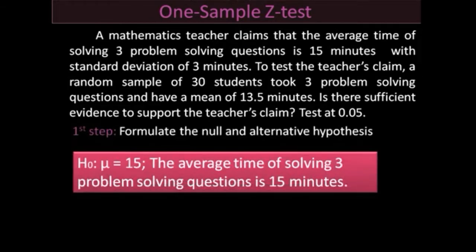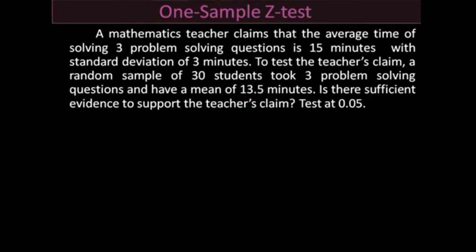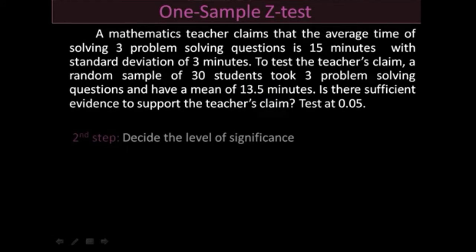We have here our null hypothesis, which is mu is equal to 15, or the average time of solving 3 problem-solving questions is 15 minutes. And our alternative hypothesis is mu is less than 15, the average time of solving 3 problem-solving questions is less than 15 minutes. Less than because it shows here that 13.5 minutes is the mean of the sample, which is less than 15 minutes. Let's go to the second step. Decide the level of significance. So the alpha here is given, which is 0.05.